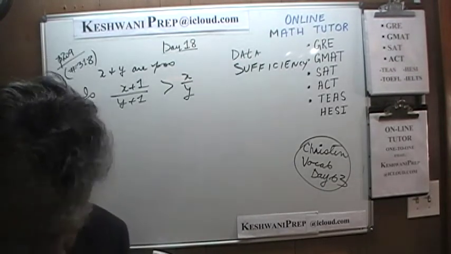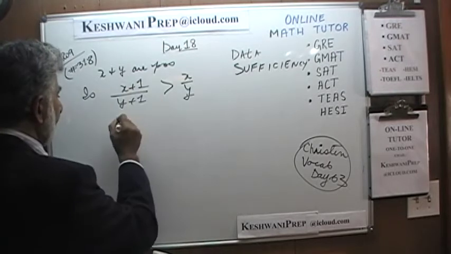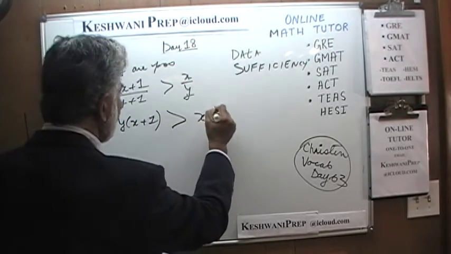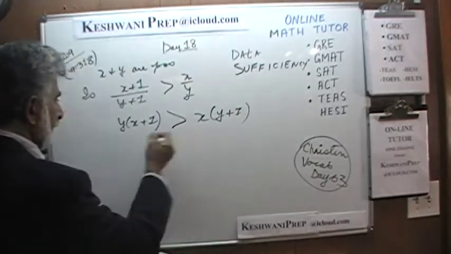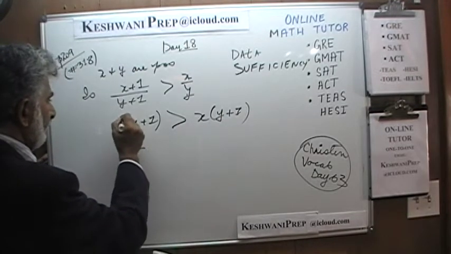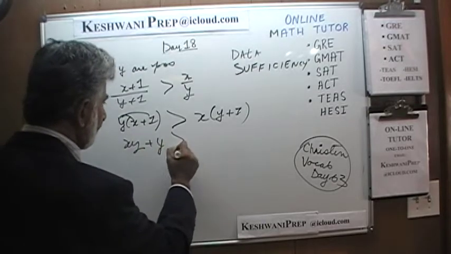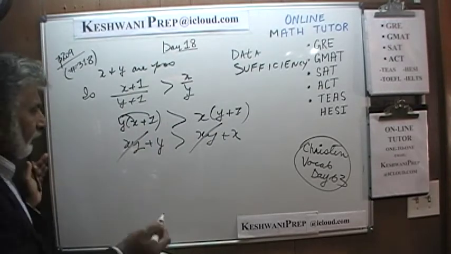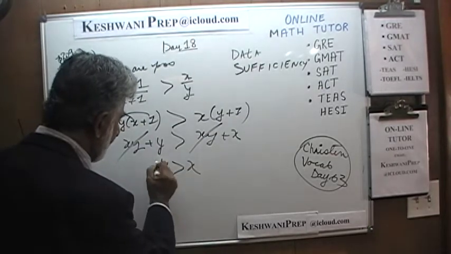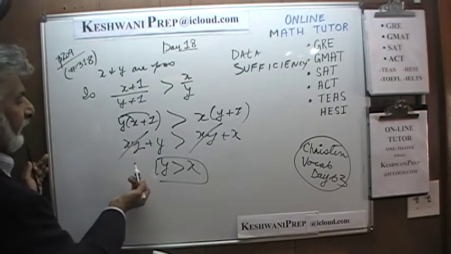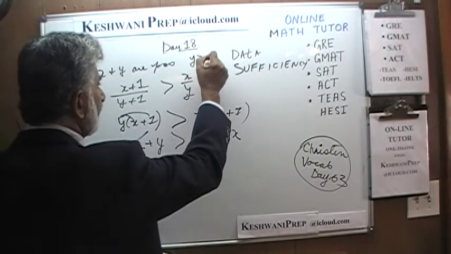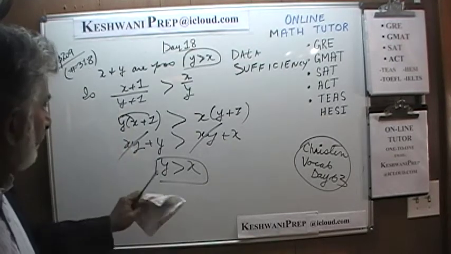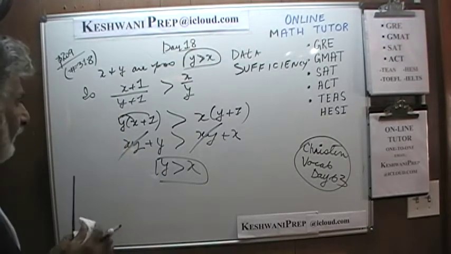318. Let's cross multiply, see what happens. So y times (x plus 1) has to be greater than x times (y plus 1). Let's open it up. xy plus y has to be greater than xy plus x. xy is going to drop out when we subtract it. So the question simply is, is y greater than x? We know x and y are positive. Let's see what they tell us.